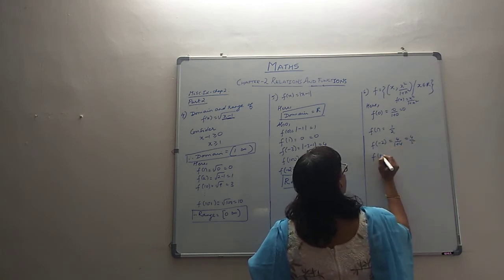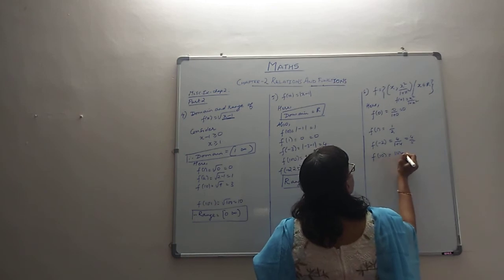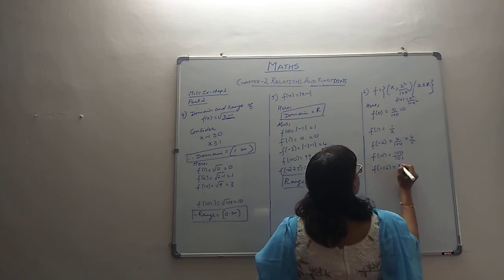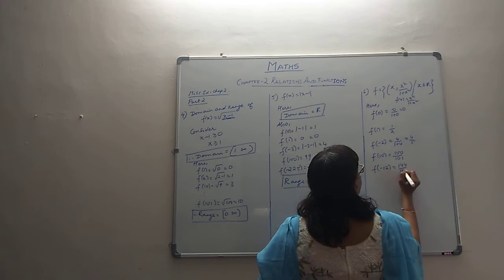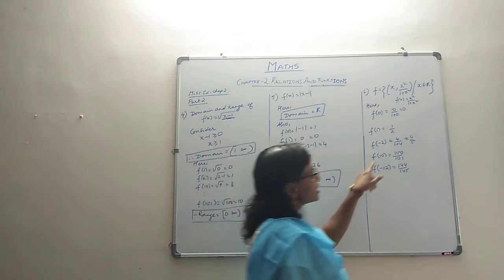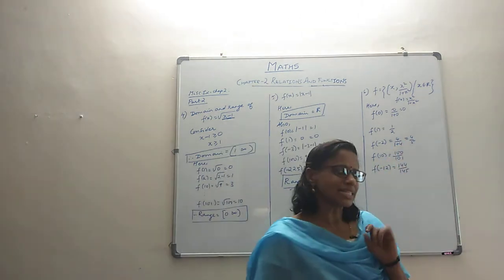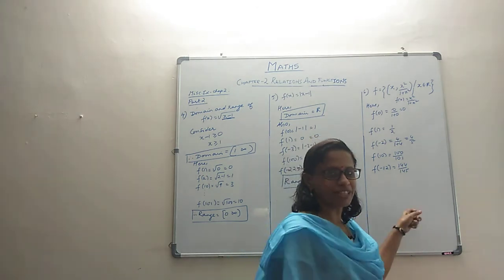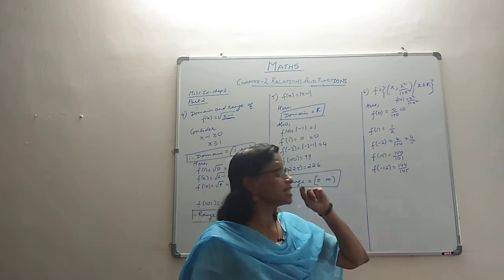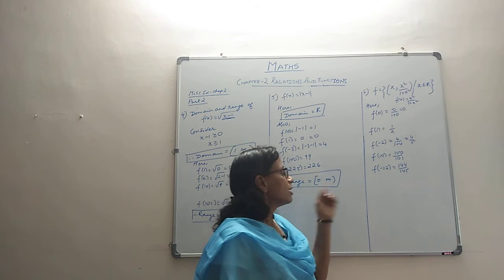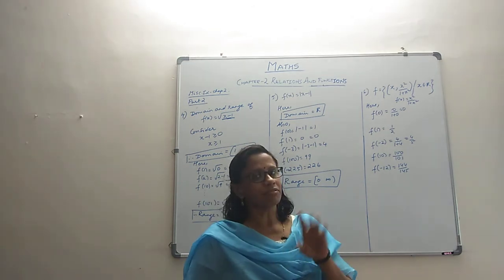So f of 10, what will happen? 10 means 100 by 101. Or f of minus 12. Minus 12 means it's 144 by 145. Are we able to observe something? Yes. If you carefully see, we are getting all these fractions. But is there some speciality about these fractions? All these fractions are less than 1. We are getting fractions, but the fractions are always less than 1. We are never getting the fraction 1 or greater than 1. If we are a keen observer, we will be able to observe this.